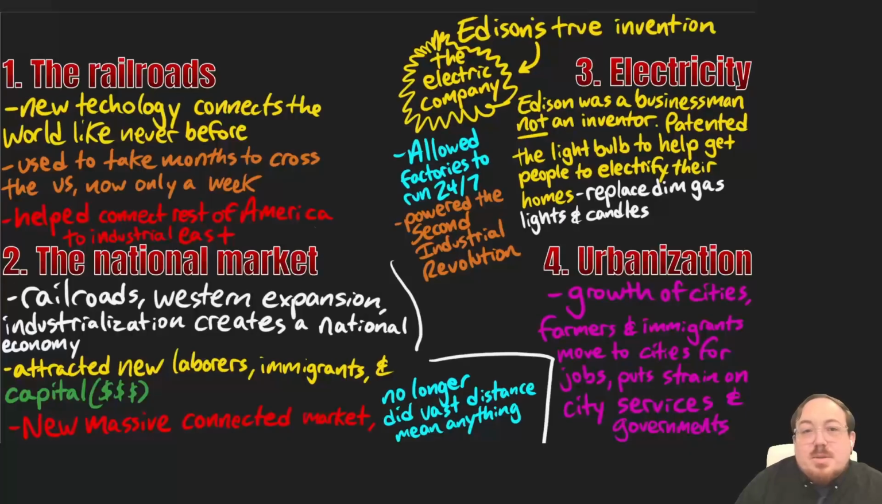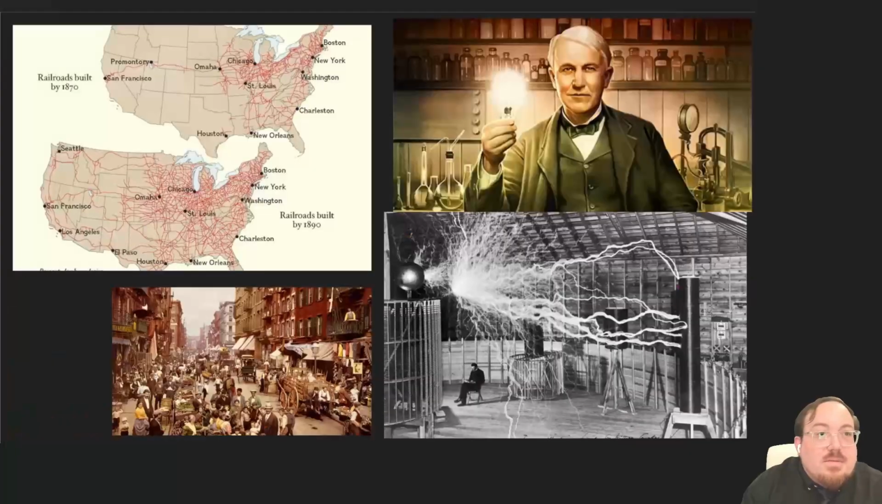Farmers and immigrants are moving to cities for jobs, but they're moving so quickly and so many of them that there's a lot of strain on city governments for services, for things like running water, sewage, even basic infrastructure like roads and bridges and things like that. And that will lead to a lot of problems, which we'll talk about on the next slide after this one.